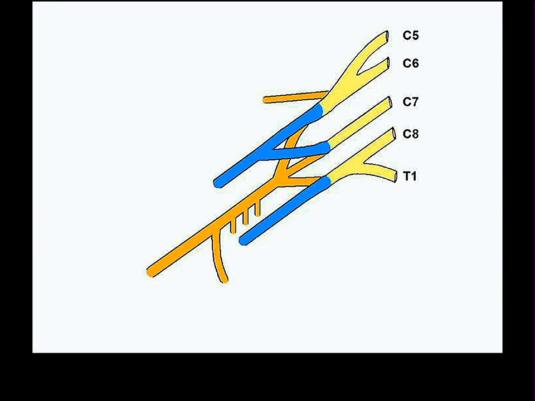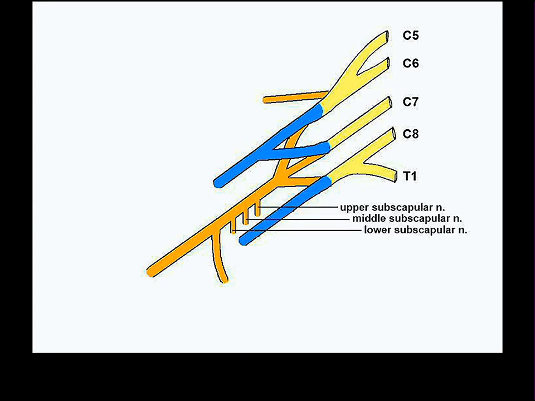Let's take a look at the branching pattern of the posterior cord, which is handling all of the dorsal muscles with the exception of supraspinalis and infraspinalis. It's got 5 branches, the posterior cord: 3 little ones, and then 2 much bigger ones. The little ones are named by me upper subscapular nerve, middle subscapular nerve, lower subscapular nerve. They are named by other people upper subscapular nerve, nerve to latissimus dorsi, lower subscapular nerve.